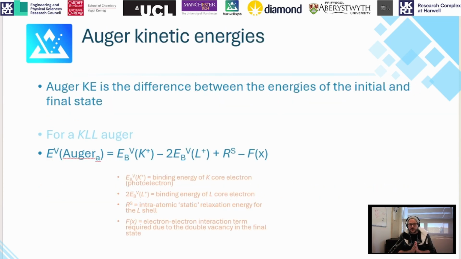Okay, so now that we've covered binding energies, we're going to be moving on to the kinetic energies of the Auger electrons. Essentially we can think of the kinetic energy of the Augers as the difference between the initial and final state. So we create our core hole, we emit our photoelectron, and we have an electron in a lower binding energy state, so a higher overall energy state, which will relax, fill that core hole, and then excite another electron.